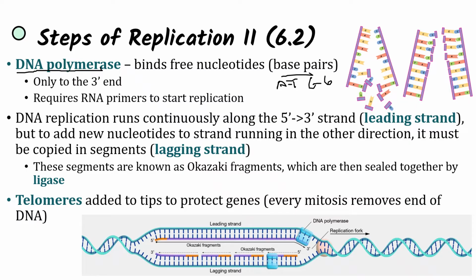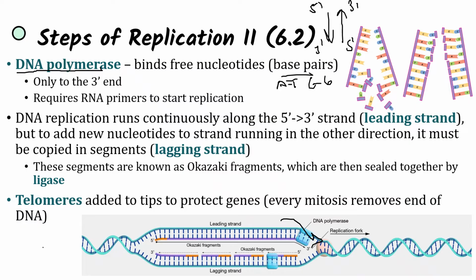And what I mean by this is if you're looking at the carbons within a nucleotide, you can count starting from the oxygen molecule of carbons, and you'll see that one strand is going to run from the 5' to the 3' carbon, and the other strand will also run from the 5' to the 3' carbon, but in the other direction. And so the nucleotides are added onto the 3' carbon end, and RNA primers are required in order to begin replication. So DNA replication runs continuously along the 5' to 3' strand, so the strand that follows the replication fork, otherwise known as where the helicase enzyme is unwinding.